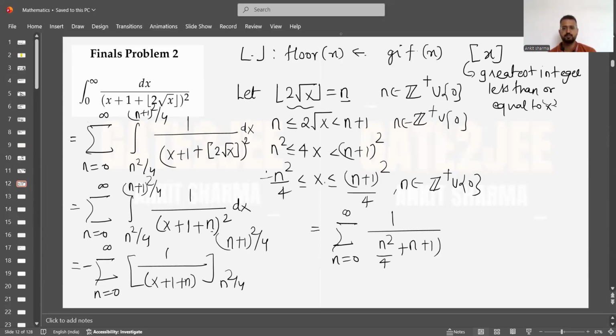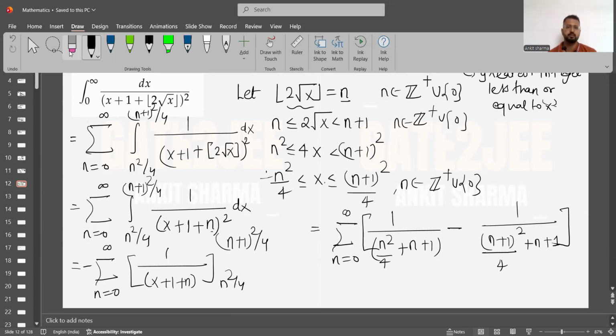So I'll have the sum from n equal to 0 to infinity of 1 over (n squared over 4 plus n plus 1), minus 1 over (n plus 1 squared over 4 plus n plus 1). And this is what I get. Now I have to begin finding the sum of this series. So let's take it to the other page and solve that.